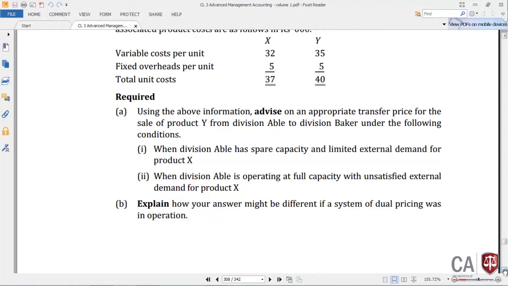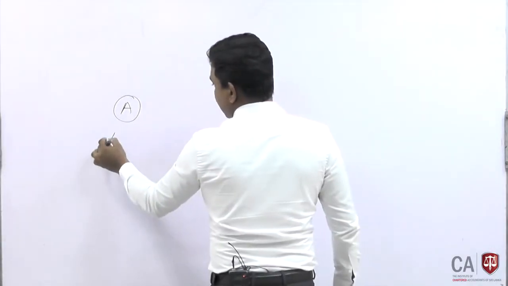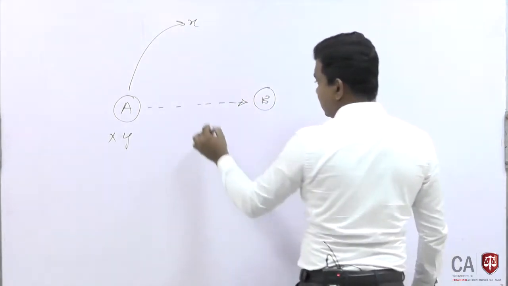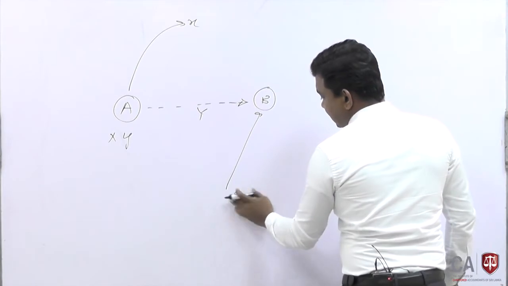Okay, let's take the whiteboard again. Well, let's try to understand what dual pricing is. Division A produces X and Y, sells X outside and tries to transfer Y to the internal market to B, but B can purchase it from outside at 38,000.